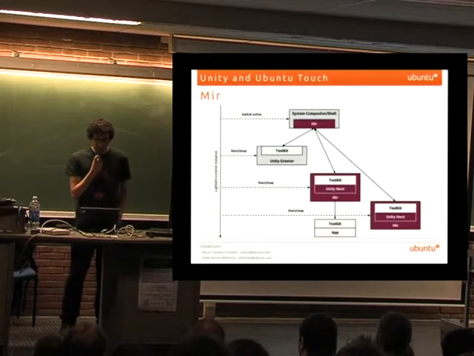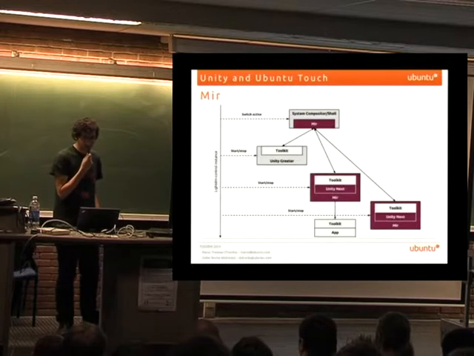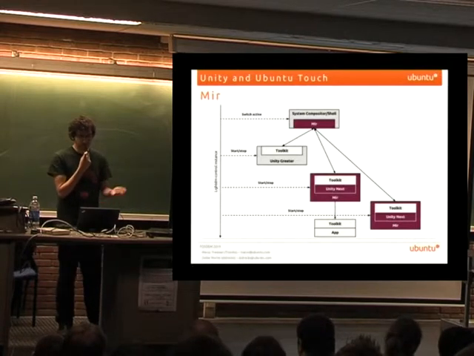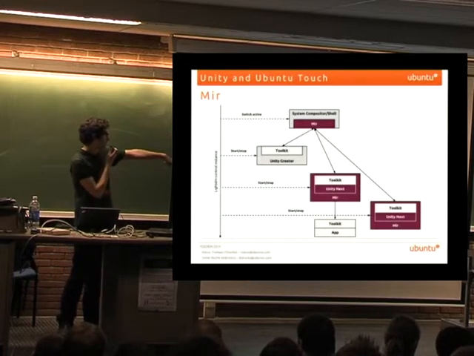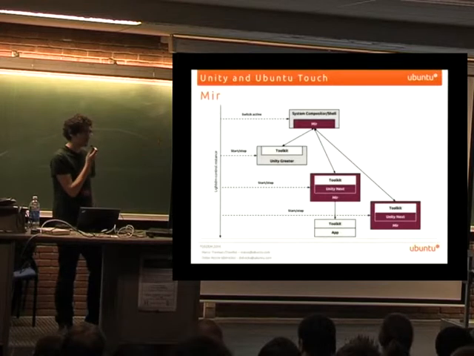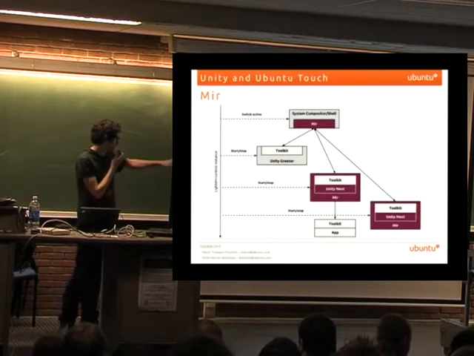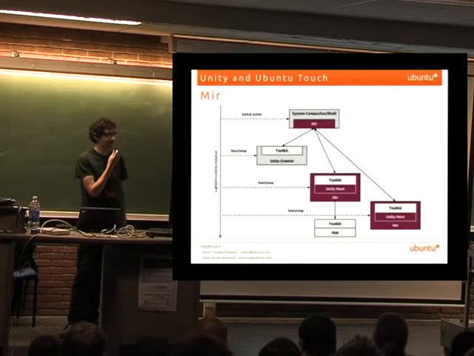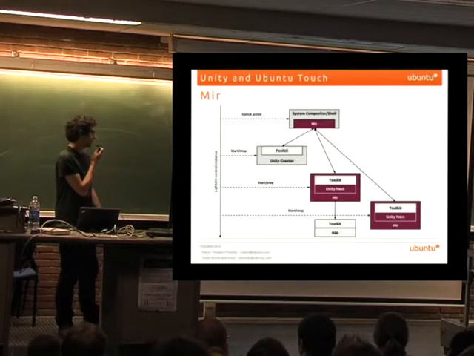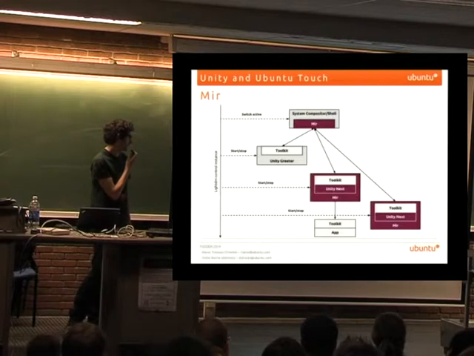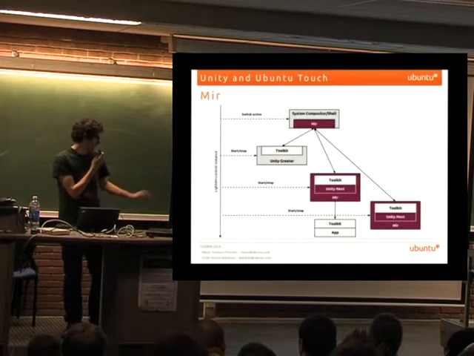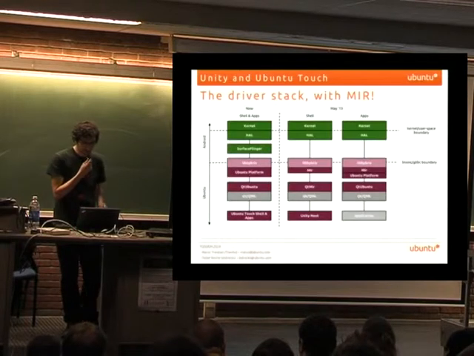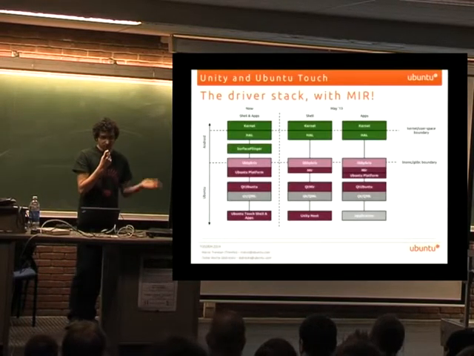So Mir is a system compositor, and the system compositor is used in the shell. Then your toolkit talks directly to the shell to get all the access. The application has a start-stop event so that we can know which application really started on the device. Unity Next is one of those, and you also have LightDM and some other components.